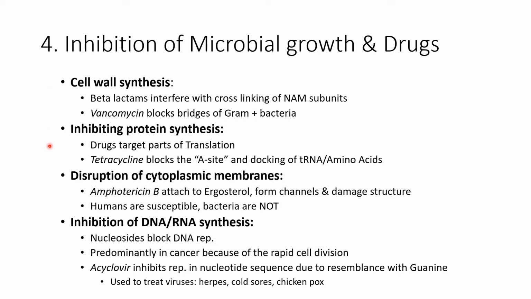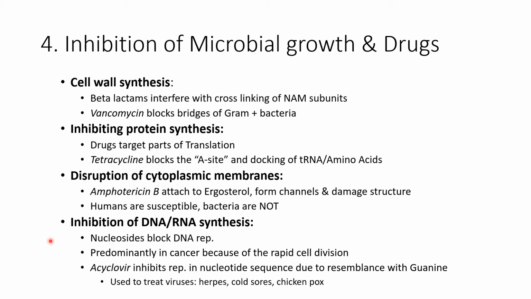Inhibiting protein synthesis would be the second category. Drugs that aid this process would target parts of translation. Tetracycline is an example of this. It works to block the A site of the ribosome and blocks the docking of new tRNA/amino acids. The next category would be the disruption of cytoplasmic membranes. Drugs like amphotericin B attach to ergosterol molecules found in fungal membranes, form channels, and damage the structure. Humans are susceptible because cholesterol is similar to ergosterol, but bacteria aren't because they don't have sterols.